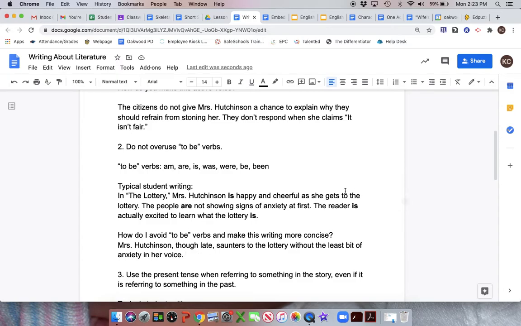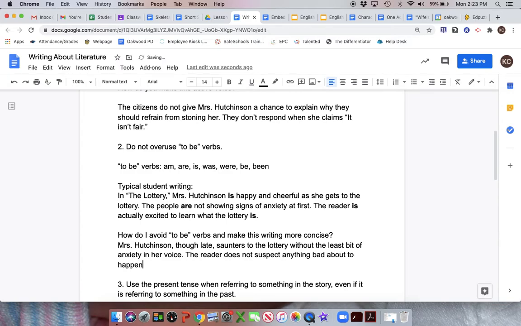It says the reader is actually excited to learn what the lottery is. Instead, I could put the reader does not suspect anything bad. I could use a different word, but I'm doing this off the top of my head. I would go back. Anything bad about to happen. Okay? See what I'm doing there? That makes sense. And so what I did is I got rid of the to be verbs. I used verbs that are more accurate and more concise.